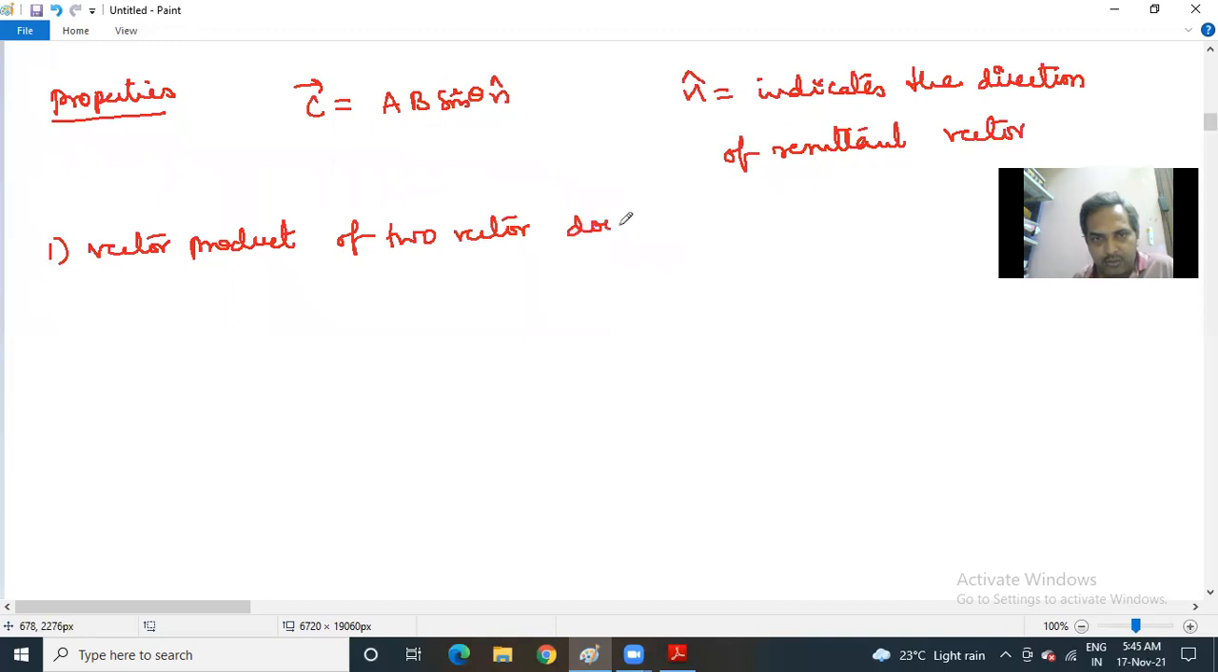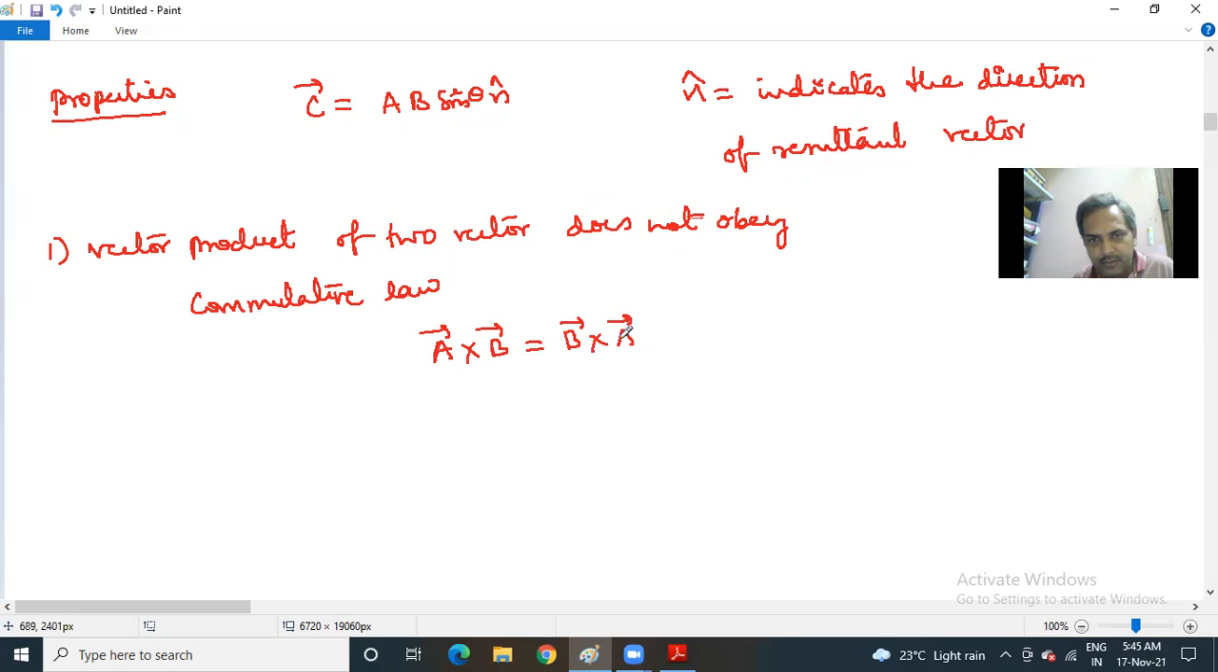Two vectors does not obey commutative law. So it means you cannot write that A cross B is equal to B cross A. So therefore you have to write does not obey. Second property: it obeys distributive law.